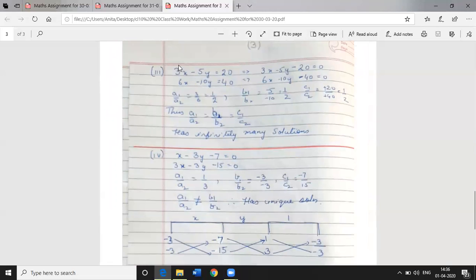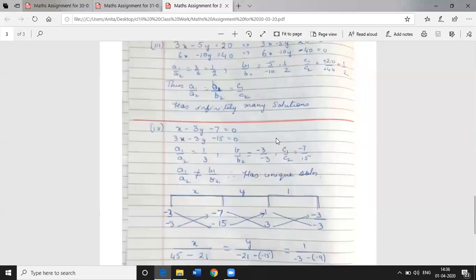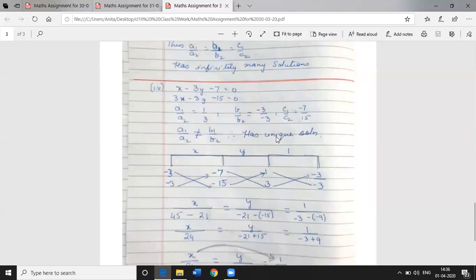Third one, you will find that when you do A1 by A2, B1 by B2, and C1 by C2, they all are turning out to be half. 3 by 6 is half. Minus 5 by minus 10, again half. 20 by 40 is also half. So this set of equations will have infinitely many solutions. So we're not really going to find out the value of x and y.